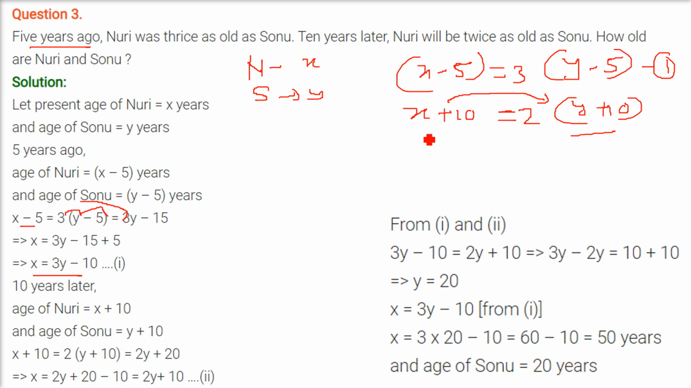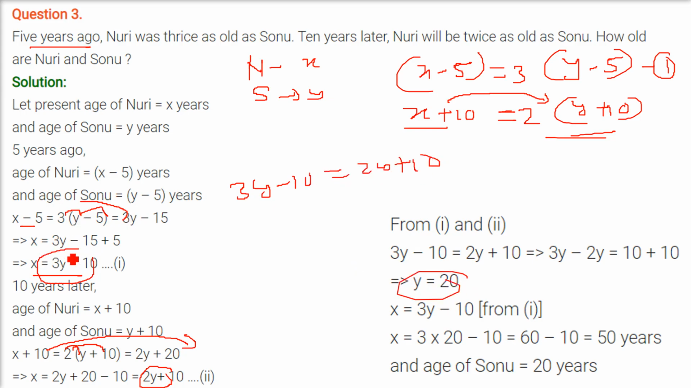Second one is x plus 10 equal to 2y plus 10. So this is 2y plus 20. x equal to 2y, bring 10 here, so it will be 2y plus 10. So we have two equations. x is saying 2y plus 10, x is saying 3y minus 10. So just equate 3y minus 10 with 2y plus 10. You get y as 20. Now put y in any of these equations. You get x as 50. So the age of Noori, that is x, is 50 years. Age of Sonu, which is y, is 20 years.